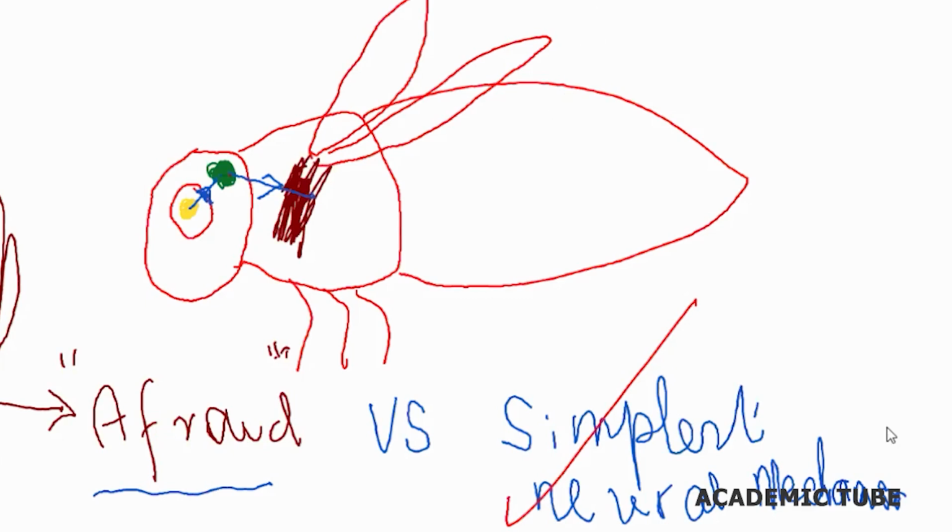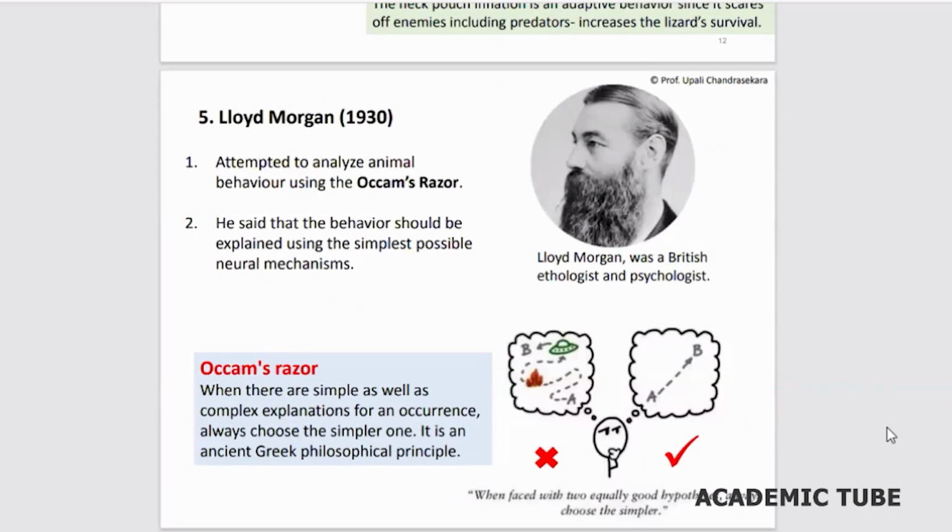Do you understand? Understood, right. So when there are simple as well as complex explanations for an occurrence, always choose the simpler one.